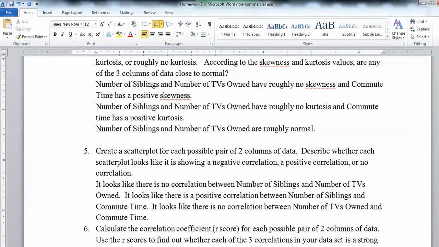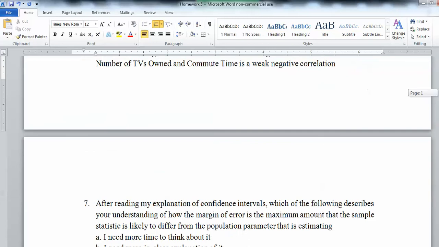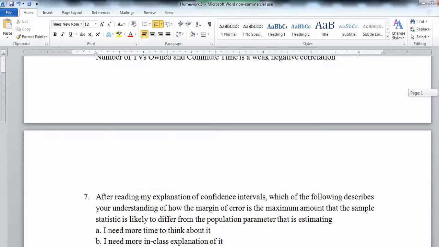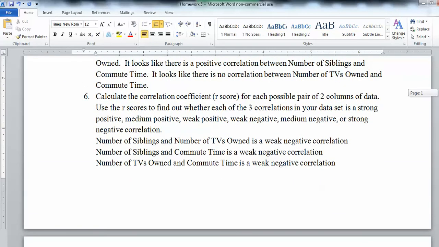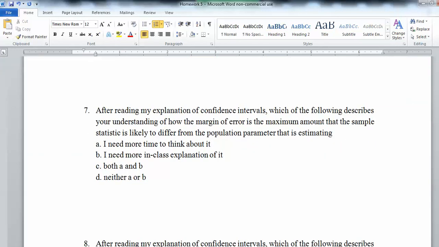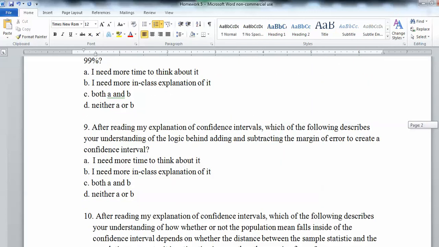The rest of this assignment is a survey. The first few questions ask about your understanding of some of the concepts we talked about last week. I was asking you to read the explanation of confidence intervals that I just uploaded yesterday and answer these questions. And each of these questions is just asking you, after reading my explanation of confidence intervals, which one do you feel is true for you? And 4 of these questions all have to do with that write-up of confidence intervals.